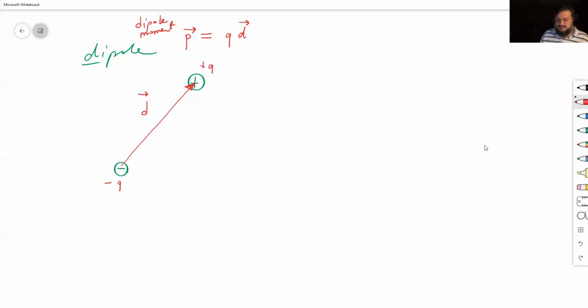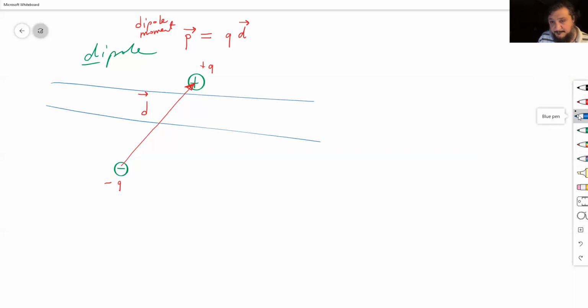Now, why do I need this? Going back to the toothpick with two charges, what if I place this inside a background field? There's already an existing electric field, which I'm going to show with the blue here, pointing this way. This is the electric field, and then the two vectors make an angle theta, something like this.